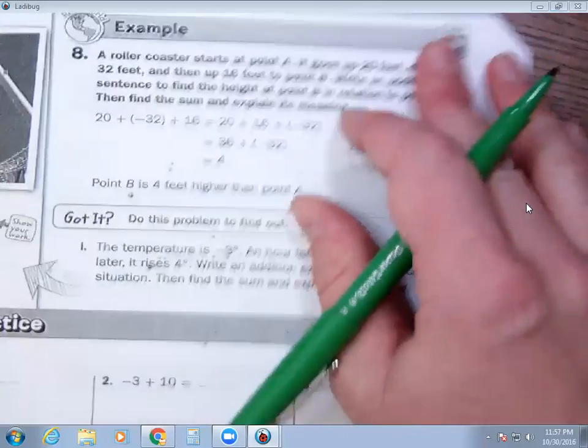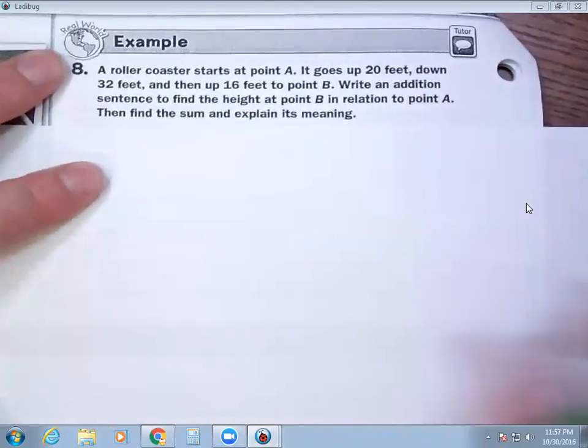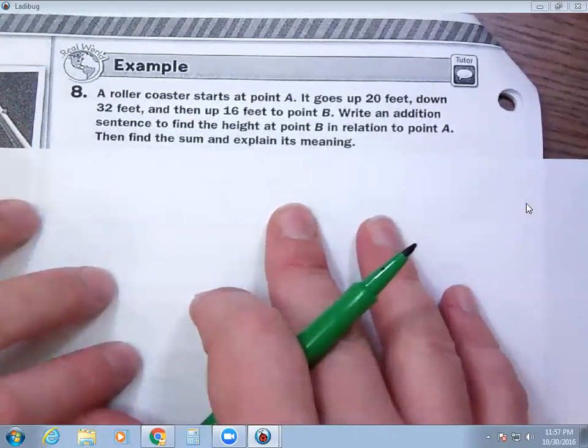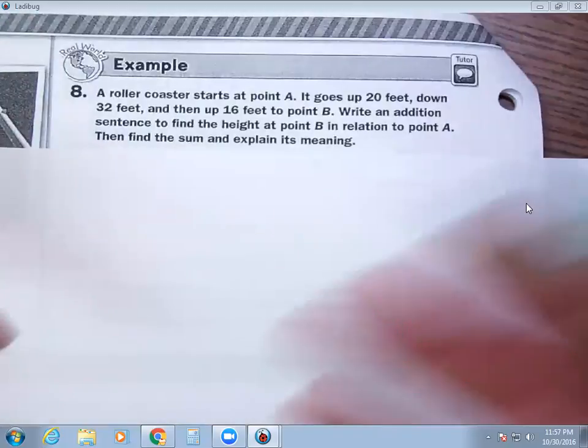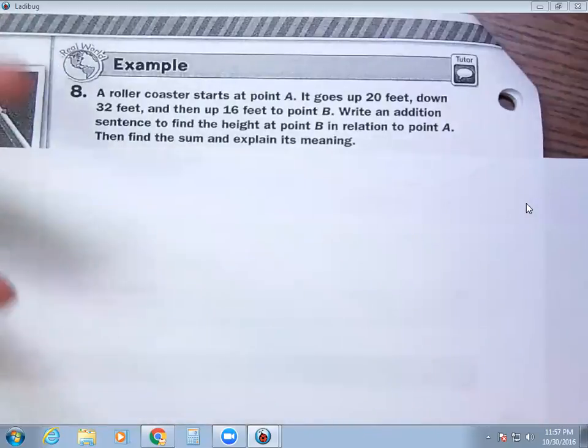There's just one more thing I need to show you. These are really cool little word problems here. This one's talking about a roller coaster. So we can talk about negative and positive integers when we're doing different things with money, when we're talking about roller coaster distance, or when a temperature goes up and down, all those kinds of things.